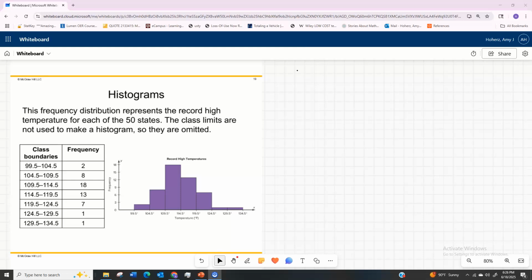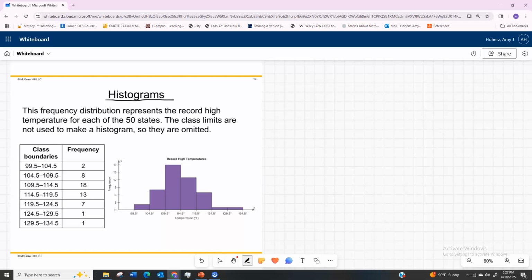So they've already given us our frequency table. This is the record high temperatures for 50 states. And so they have class boundaries from 99.5 to 101.5. Remember, that means that the class would be 100 to 104. And then they continue down. So they have all our class boundaries listed. They have the frequencies for each class listed. And we're going to start off by making a histogram.